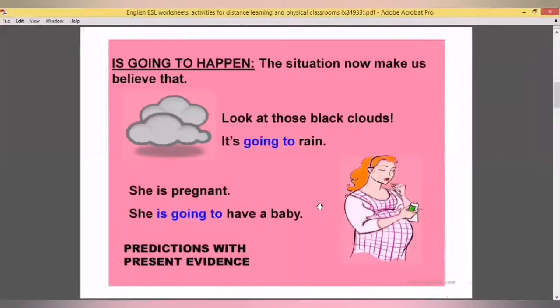When you have a prediction of something and you have the evidence, you use the be going to expression or construction to speak about the future.